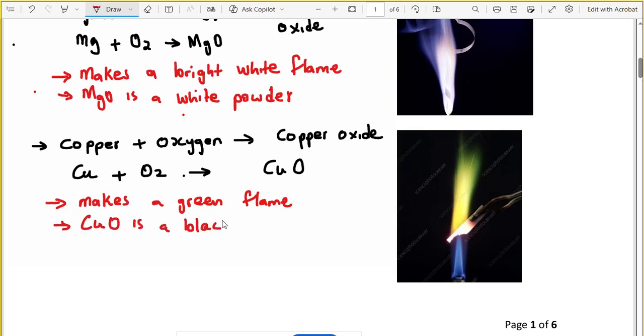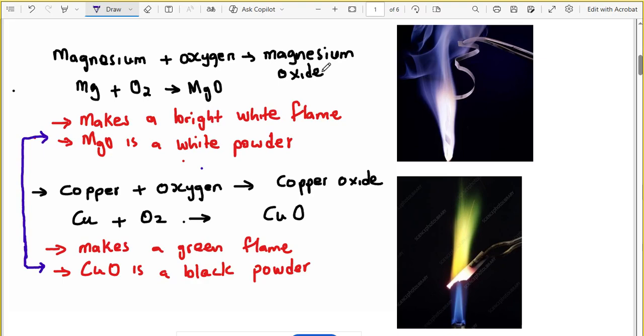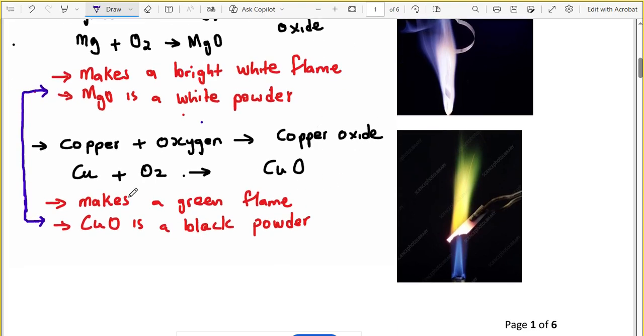So now, listen, when they say you need to study smart, not hard. In an exam, they might say, what is the difference between magnesium oxide and copper oxide? Then you need to write this statement and say, magnesium oxide is a white powder, copper oxide is a black powder. So the difference is that magnesium oxide is a white powder, copper oxide is a black powder.